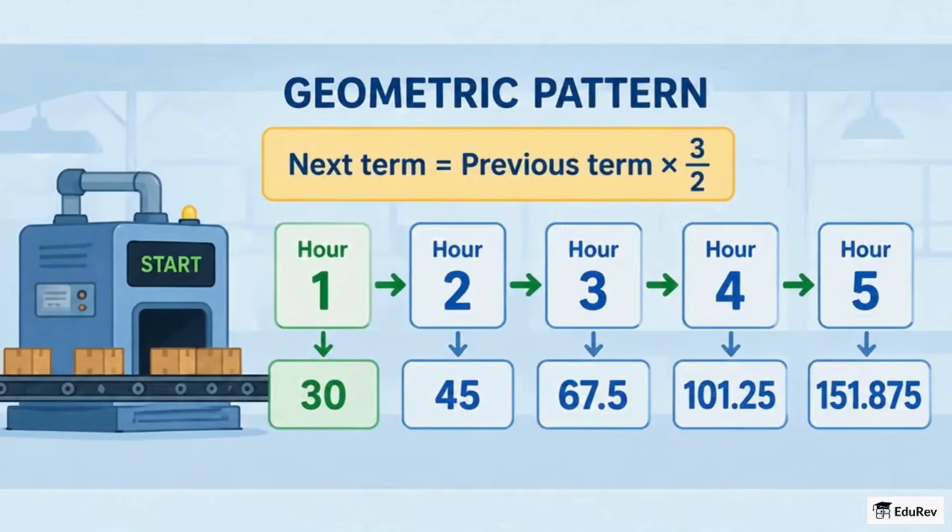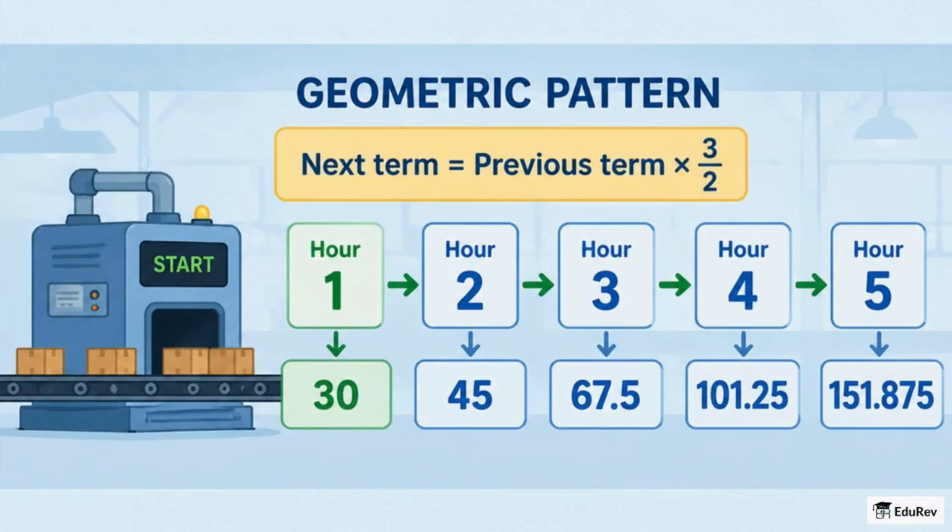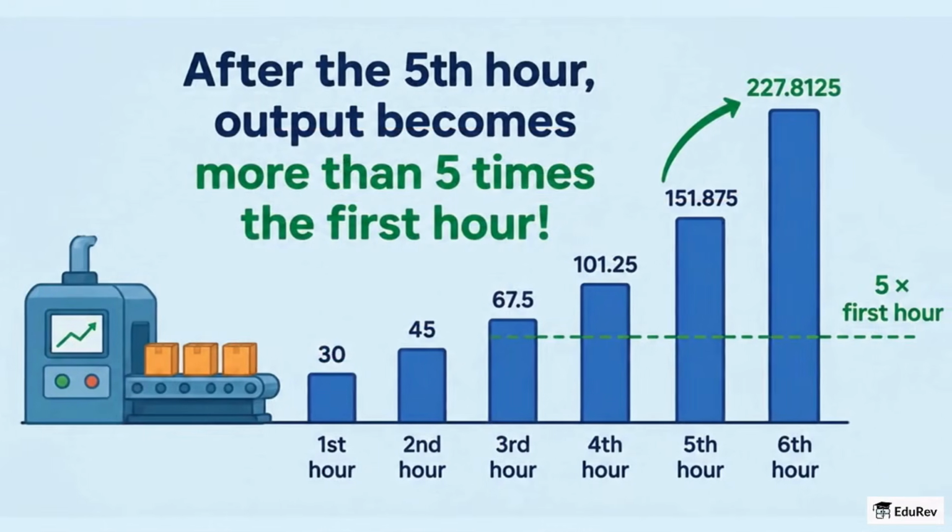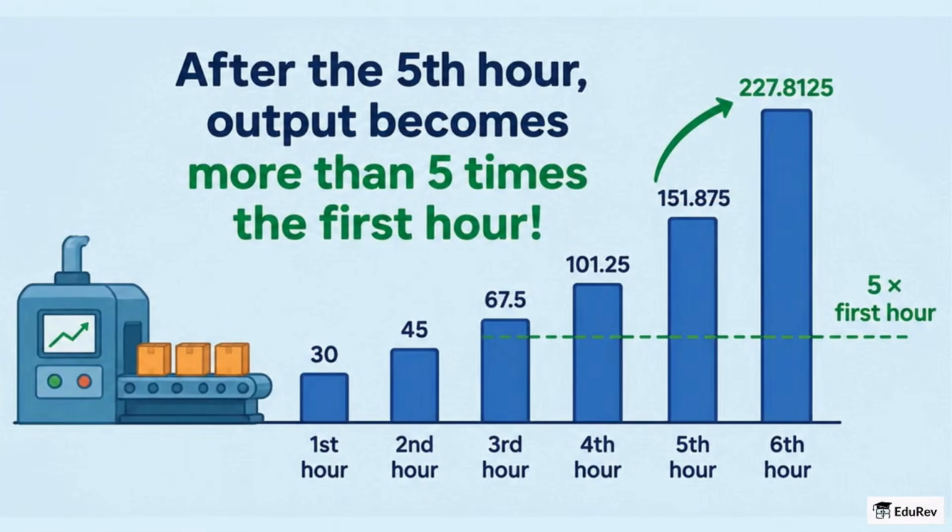A practical GP example is a machine making 30 units the first hour and then multiplying by 3 divided by 2 each hour, giving 30, 45, 67.5, 101.25, 151.875. The production first goes above 5 times the initial output after the 5th hour.